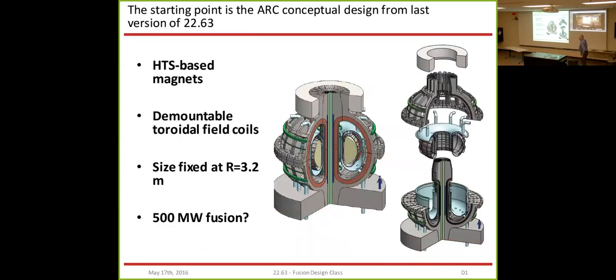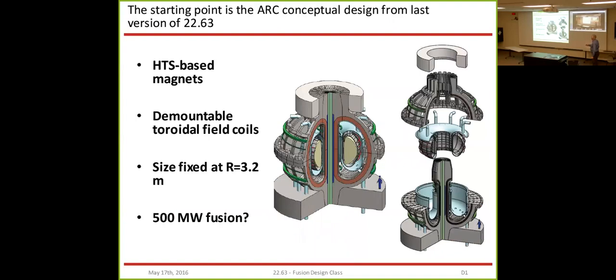So, the point of the beginning of this is to give you the background as to what we established as the ground rules for the class at the beginning. The starting point was the ARC conceptual design, which was actually the result of the last version of 2263. Here are the pictures that everyone's quite familiar with. It's a very compact 500 megawatt fusion device using HTS-based magnets, with demountable toroidal field coils.